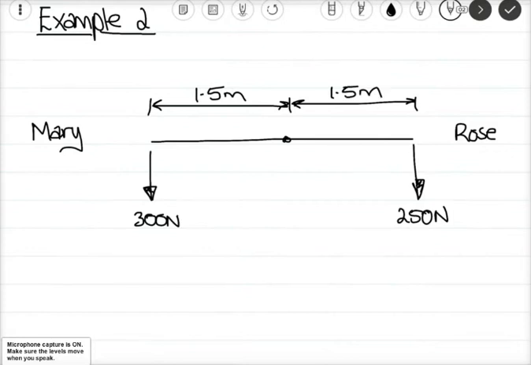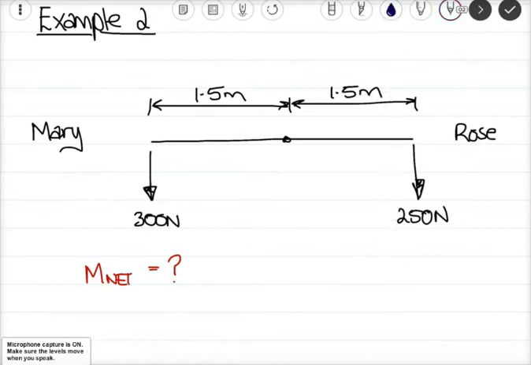Alright, so the question asks us which of these two will be stuck in the air. And you can probably look at it now and tell me, but we're going to do the mathematics behind it. So basically, when we're looking at which girl will be stuck in the air, what we want to know is what's the overall moment of the system, or the net moment. So the question's asking us, what's the net moment of the system?